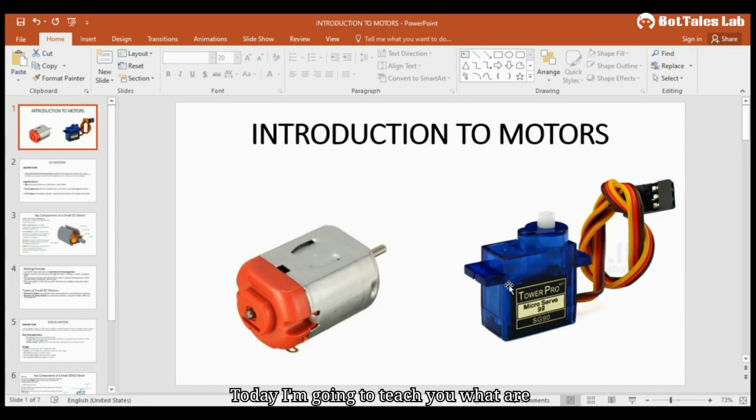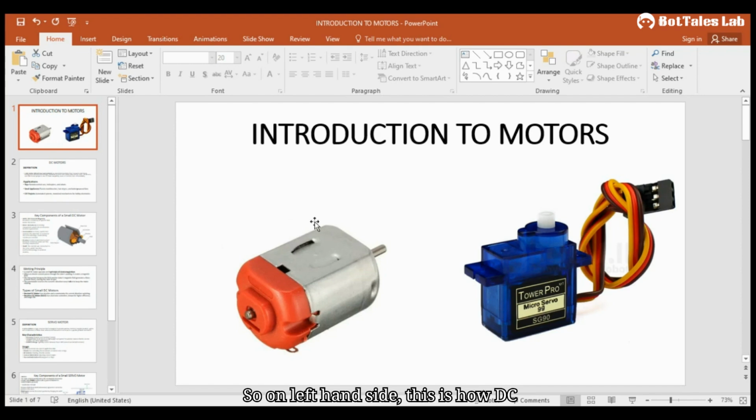Today I'm going to teach you what motors are, what the different types of motors are, and what their applications are. That is our topic today in introduction to motors. So let's get started. There are two types of motor that we are going to learn today. First is the DC motor and another is the servo motor.